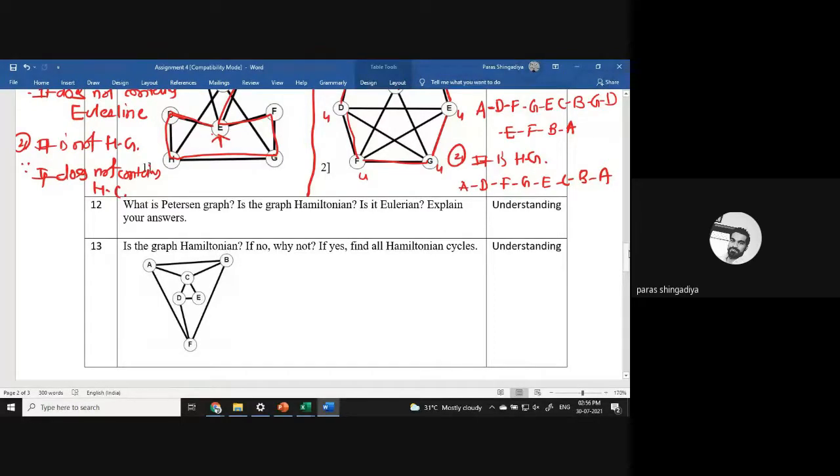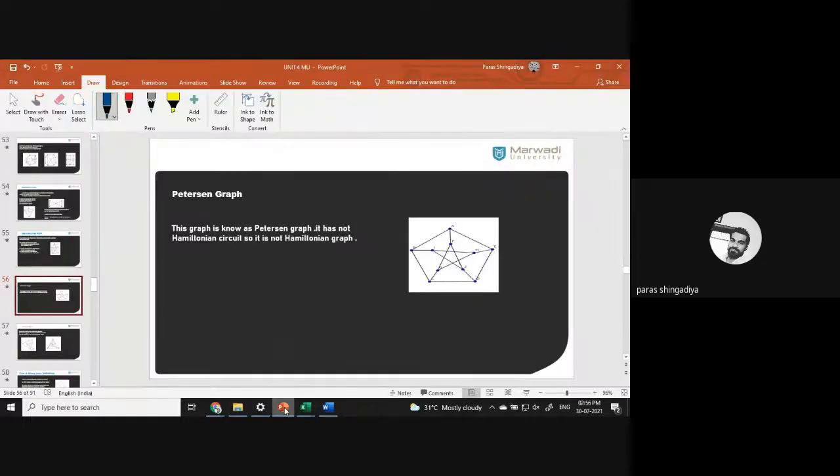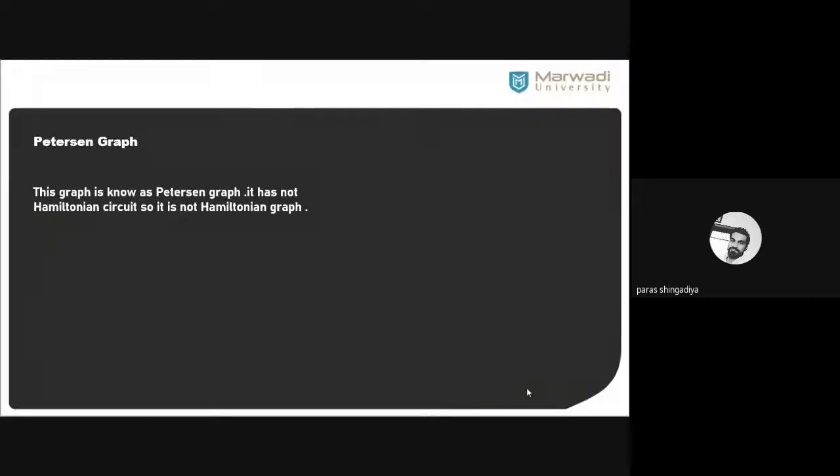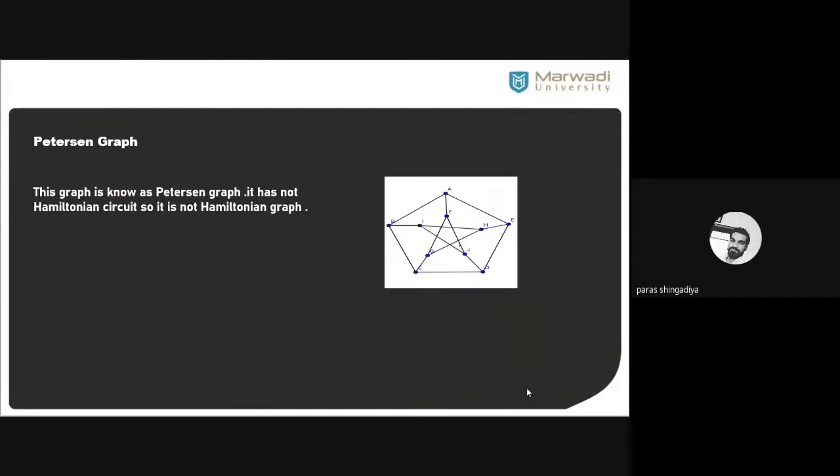Okay, is it easy? All of you check the Peterson graph. It is the shape of Peterson. Okay, this is the Peterson graph. So you can see it here. That we already discussed in the lecture session.